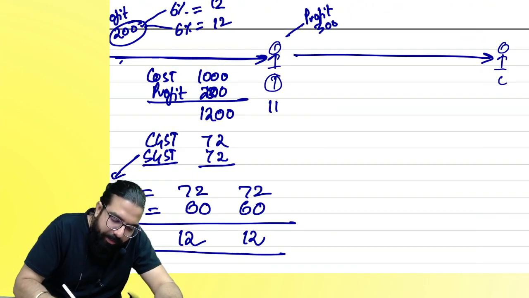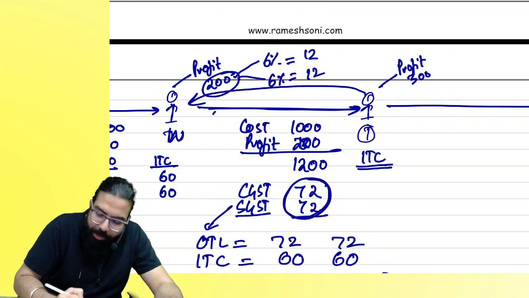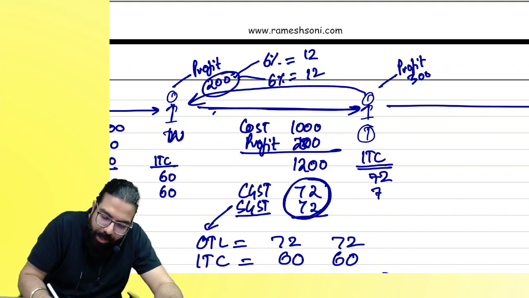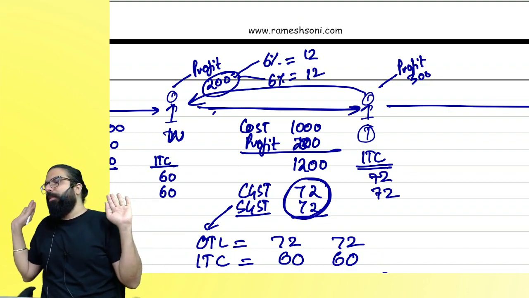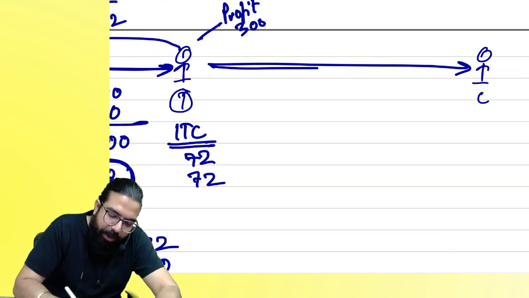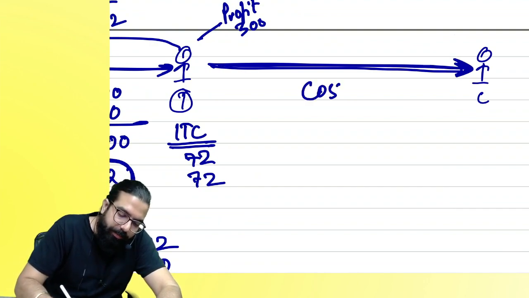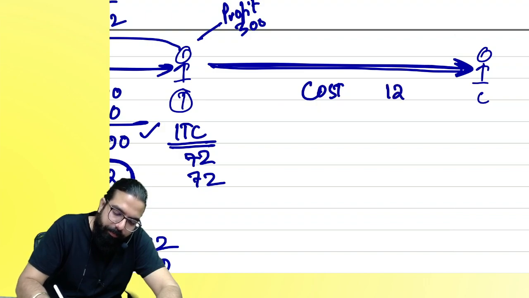Now can you tell me his input tax credit? How much he paid? 72, and yes, everyone. Are we clear till here? Please tell me if everyone is clear. Can I go ahead? Now, okay. He will go ahead and sell it further. Can you tell me, when he is going ahead and selling it further, the cost is how much? 1200.